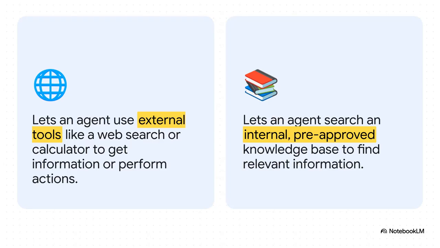And part of making a smart decision is getting the right information. This slide compares two really key patterns for that. On one hand, you've got tool use, which is all about reaching outside the system, using a web search, an API, maybe a calculator. On the other hand, you have knowledge retrieval, or RAG, which is about looking inside, searching a secure, pre-approved company knowledge base to find answers you can actually trust.